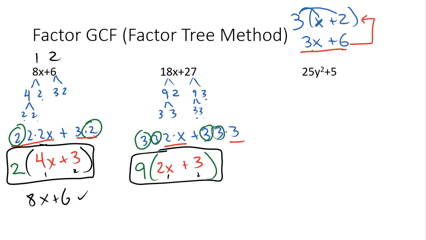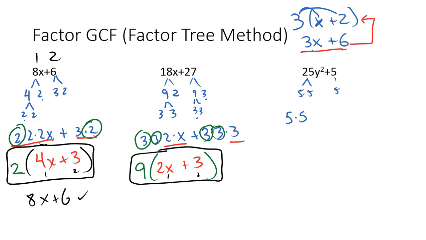Okay, we got one more here, so let's split up 25y squared plus 5. I'm going to start by splitting up 25 into 5 times 5. And 5 I can't really split up, so I'm just going to bring that down. That's just going to be a 5. So let's write out what we have here. We've got 5 times 5.